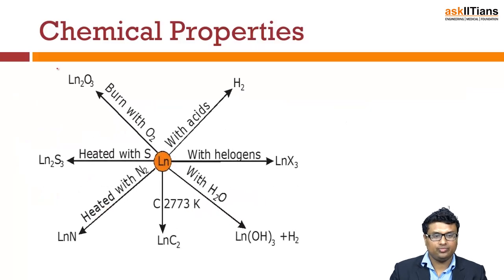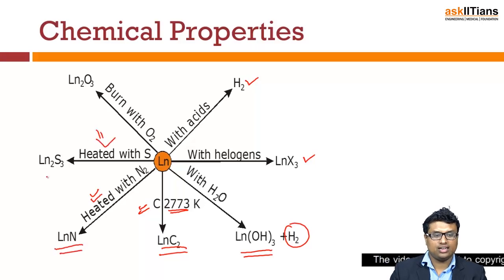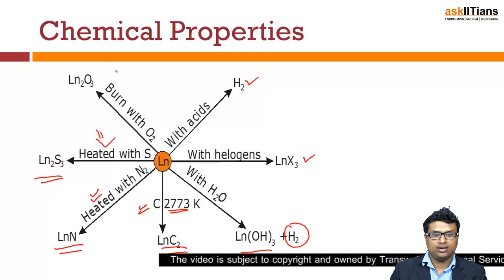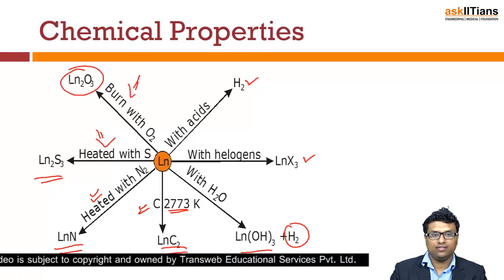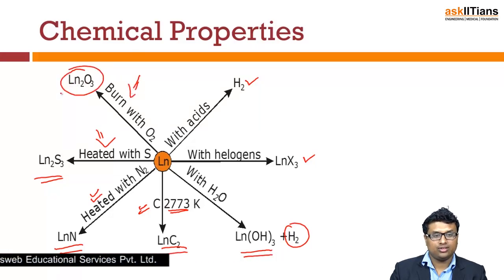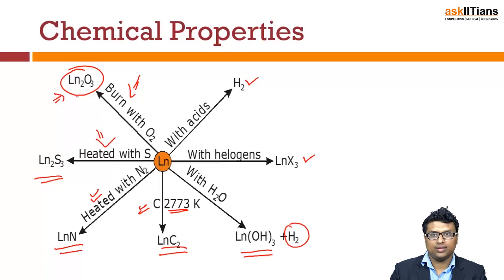In a nutshell, this animation gives you an idea about the chemical properties of lanthanum. When lanthanum reacts with acid, you get hydrogen. With halogens, you get LnX3. With H2O, you get Ln(OH)3 and hydrogen gas. When heated with carbon at high temperature, you get LnC2. When heated with nitrogen, you get LnN. When heated with sulfur, you get Ln2S3. When burned with oxygen, you get the lanthanide oxide Ln2O3.